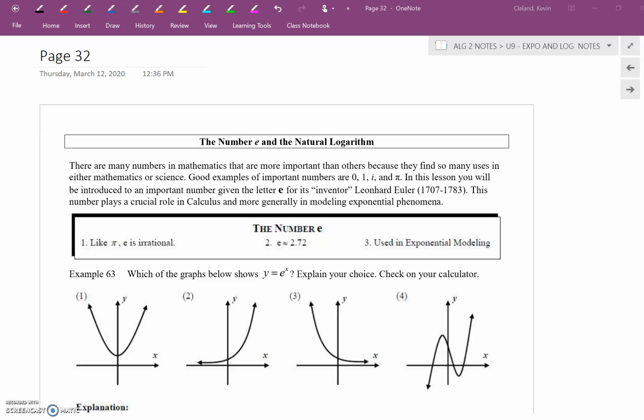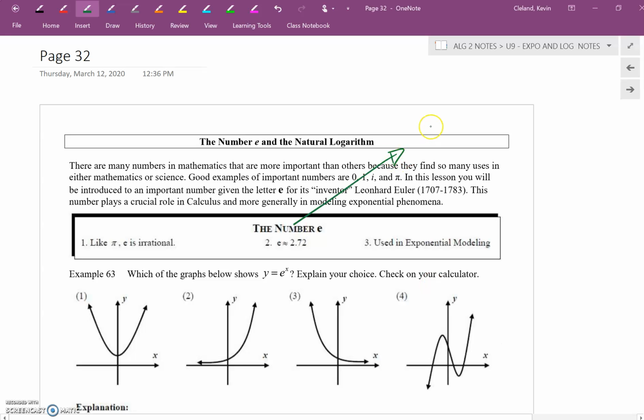Welcome to Algebra 2. The number e and the natural log today. Yes, the number e. That is not a mistake. There are many numbers in mathematics that are more important than others because they find so many uses in either math or science. Good examples of important numbers are 0, 1, i, and pi, which we've already learned about. But in this lesson, you'll be introduced to an important new number given the letter e for its, some say, inventor, I would say discoverer.